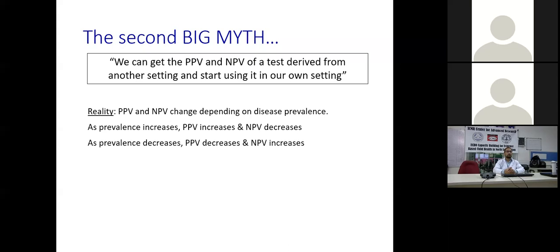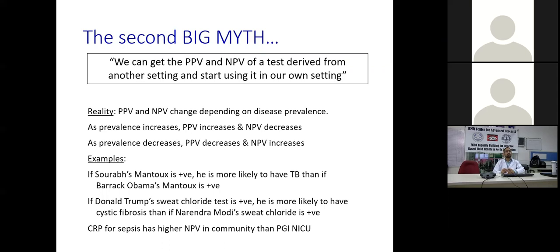So just a few light-hearted examples. For example, if Saurabh's MANTU test is positive, he is more likely to have tuberculosis than if Barack Obama's MANTU test is positive. And why is that so? The MANTU test is being done in exactly the same way, interpreted in exactly the same way. And yet, in one country, if you are MANTU positive, you are more likely to have tuberculosis than in another country. And the reason is simple. The prevalence of tuberculosis is much higher in India compared to the United States.